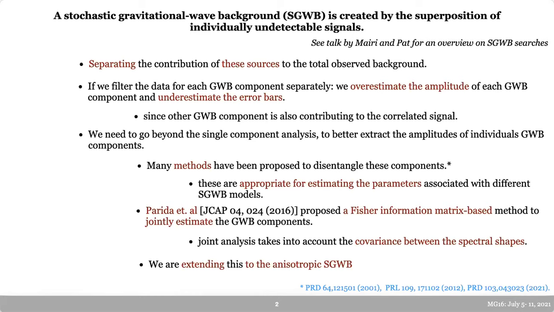The reason is that there are multiple components contributing to the same correlated signal. I think we will come to that in the following slides. This suggests that we need to go beyond single component analysis. That means you are observing a correlated signal which is contributed by different types of signals. And when you are doing the analysis, you assume that the contribution to that correlated signal is coming from a single component only. So we have to go beyond that kind of analysis to better extract the amplitude of the individual gravitational wave background components contributing to the total background. Many methods have been proposed to disentangle these components.